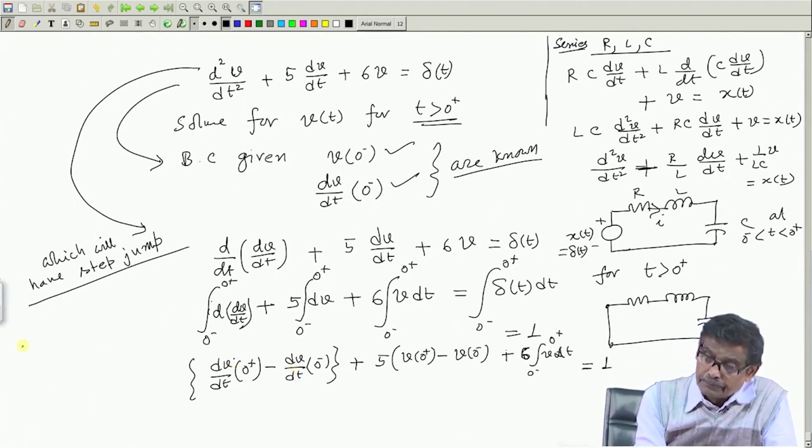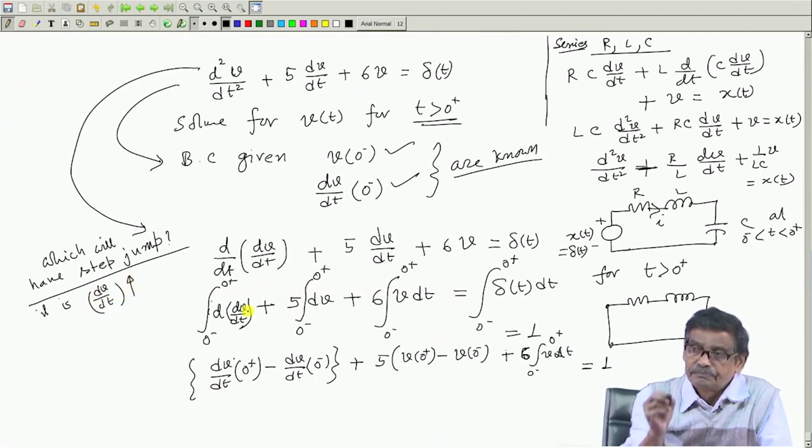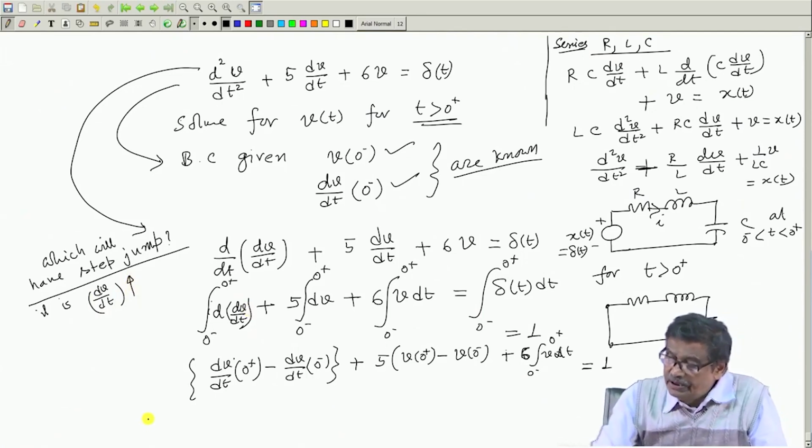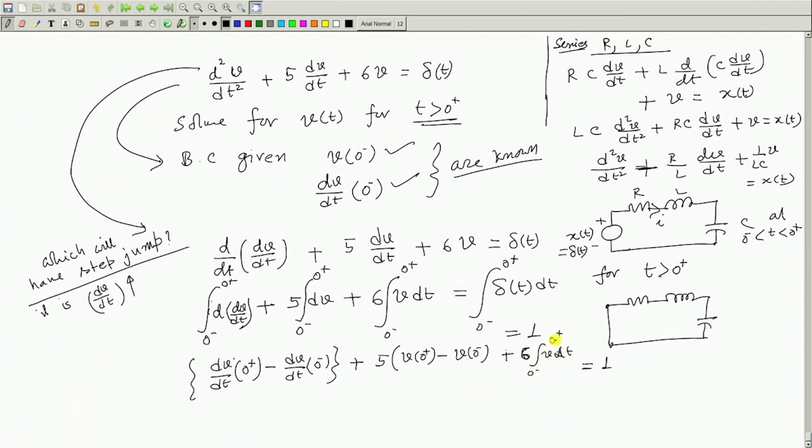So, which will have a step jump? It is dv dt. V will not have a step jump. Then this integral of v dt over 0 minus to 0 plus, as dt becomes so small, will eventually be 0.